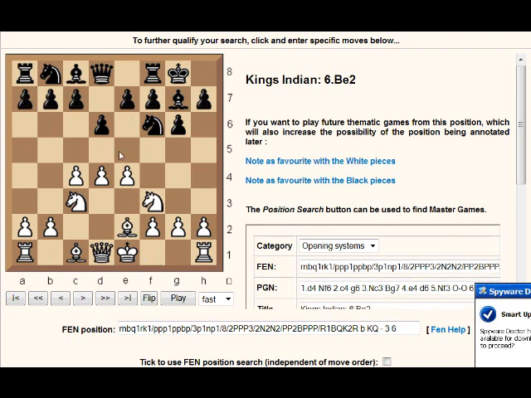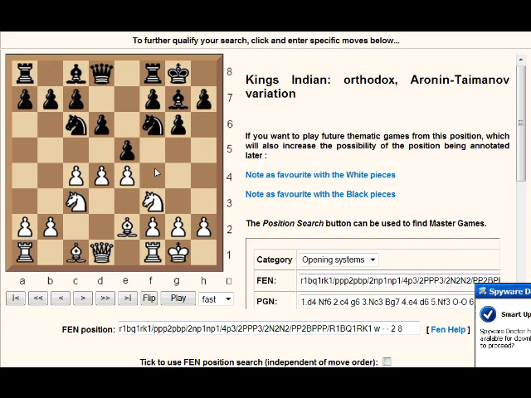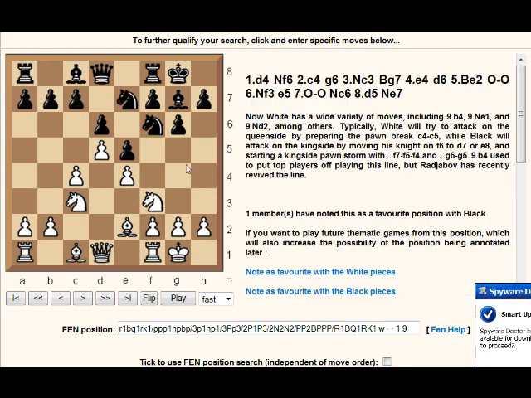So bishop e2, this is the classical variation, orthodox variation. Now knight c6, d5, knight e7, this is all tried and tested moves in the classical variation.